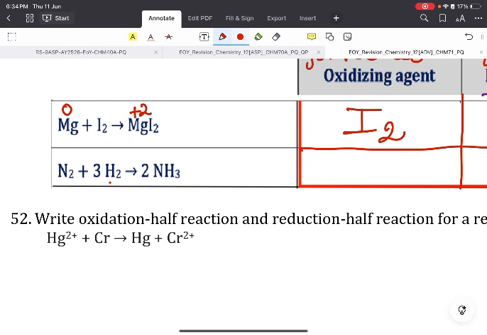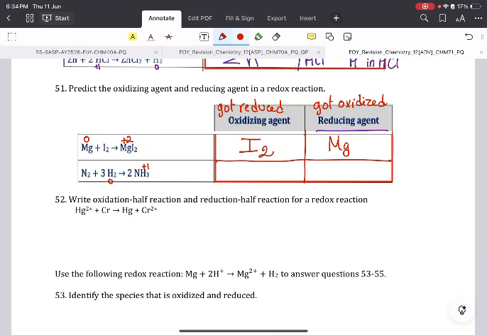Again, that's a 0 elemental form, and that's a +1. So H2 got oxidized. It's a reducing agent, N2 reduced.